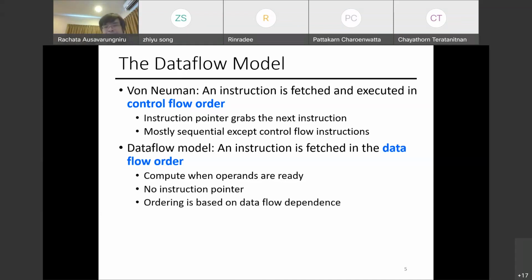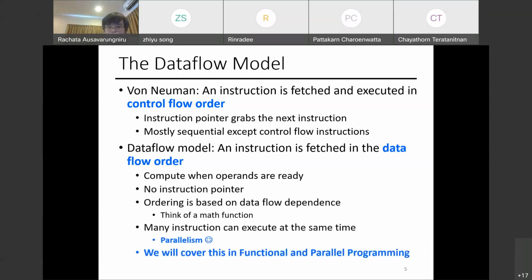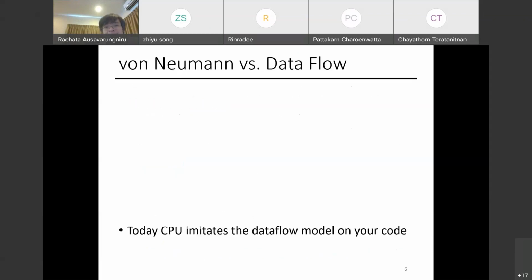The ordering is based on what we call the data flow dependence. Think of it as a math function. That's where it maps really well with functional programming because everything becomes a math function. I have the add, I have all the inputs to my add, I generate the output right away, right? Many instructions, if you do it this way, can be executed at the same time. This means performance, parallelism. We will cover this more in the other class, but I'll show you the benefit.